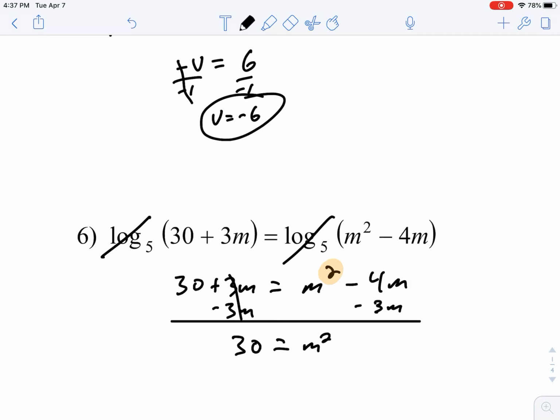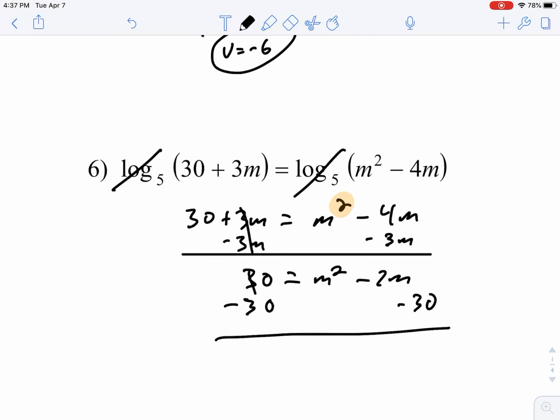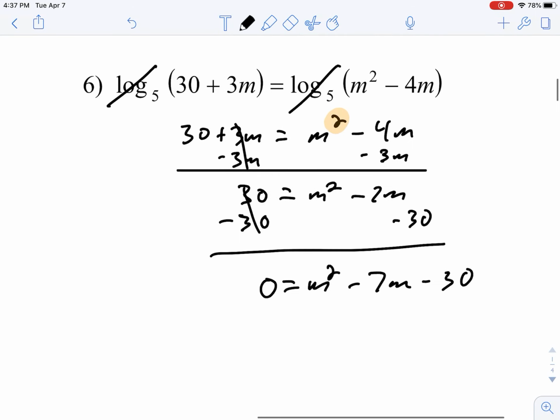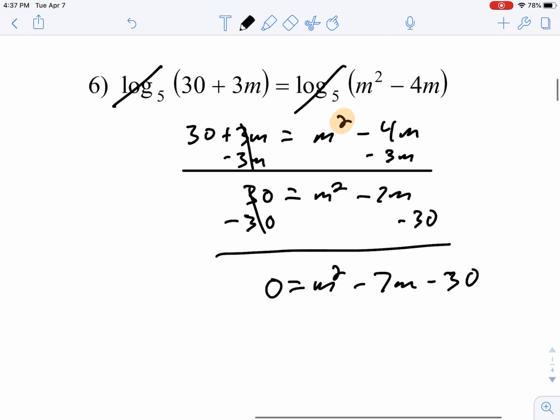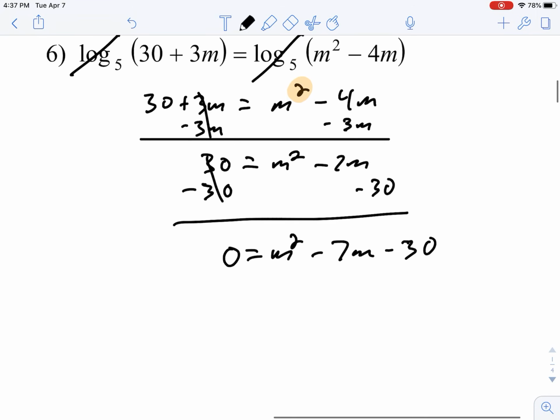So we get m squared minus 7m. Now I can subtract 30 on both sides. And I get 0 equals m squared minus 7m minus 30. To solve a quadratic like this, you have a couple options. You can either factor or you can use the quadratic formula. And most of the time, factoring is preferable.